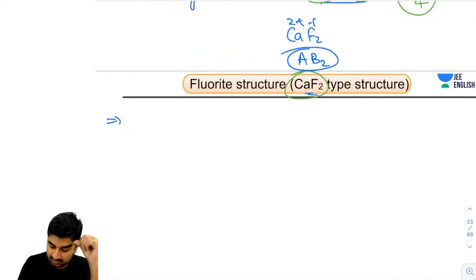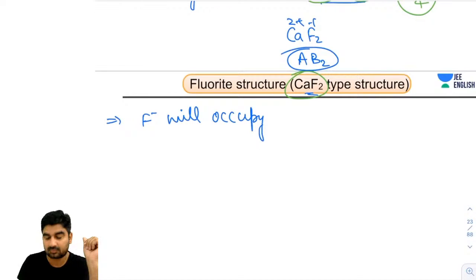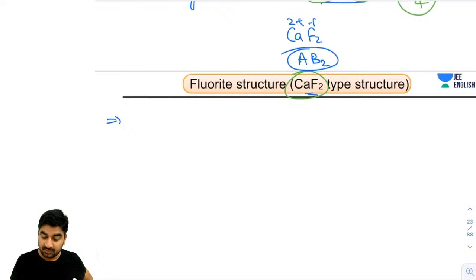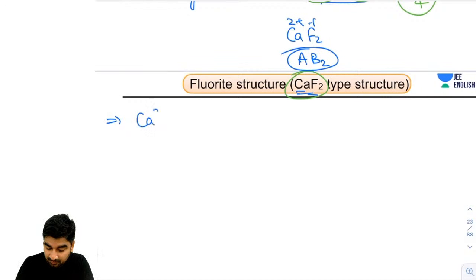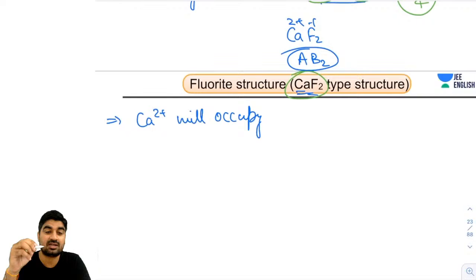Here this F- will occupy, or generally, tell me, guys, which one is larger, cation or anion? Normally anion is larger, but in this case the cation has a larger size. So Ca2+ will occupy the CCP positions. If the cation is larger, you can consider it a football, and the anion is smaller, like a cricket ball, so it will go into the void.